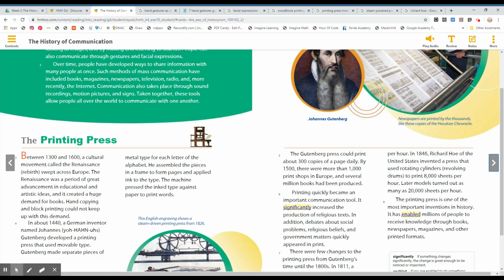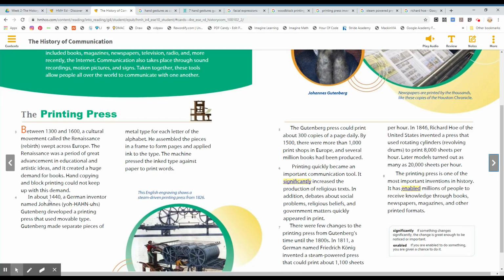The printing press. Between 1300 and 1600, a cultural movement called the Renaissance, rebirth, swept across Europe. The Renaissance was a period of great advancement in educational and artistic ideas, and it created a huge demand for books. Hand copying and block printing could not keep up with this demand. In about 1440, a German inventor named Johannes Gutenberg developed a printing press that used movable type.